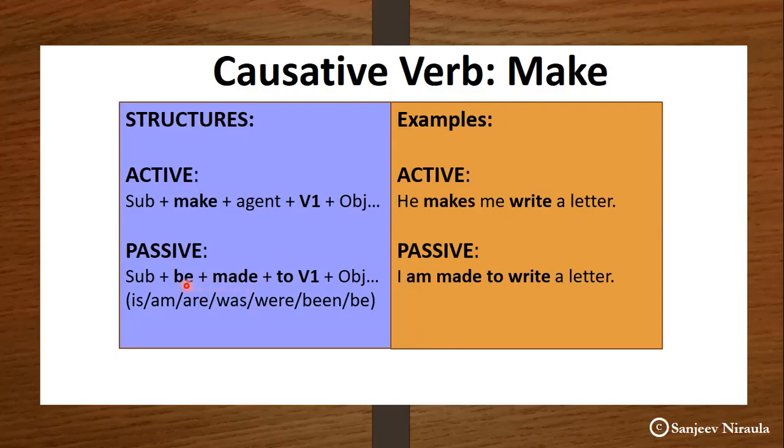Just check whether there is be verb or not. By be verb, we mean is, am, are, was, were, been, even be. So if there is be verb in front of made, that's passive. In such case, go for to plus verb 1. For instance, I am made to write a letter. The causative verb make can appear in other forms like make, makes, made, making, will make, etc. But no matter what the form of the verb is, we always use this given structure.